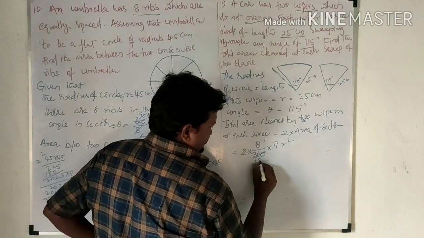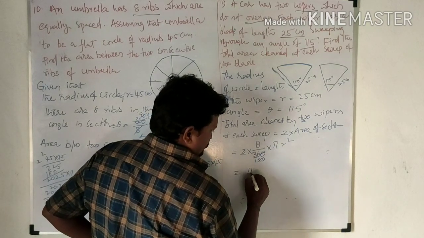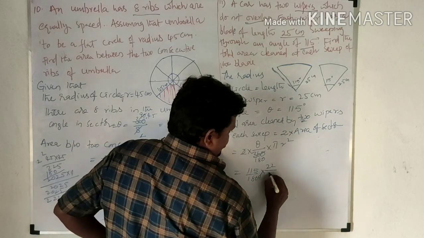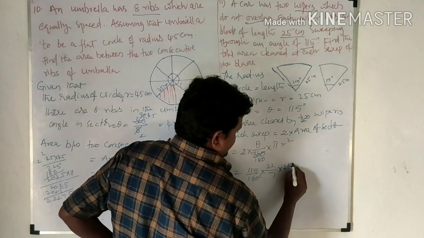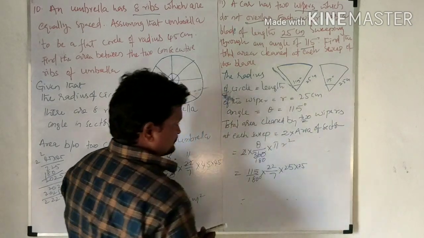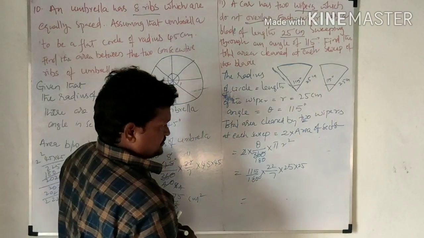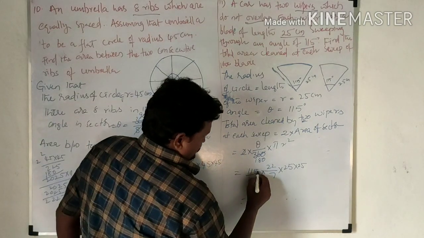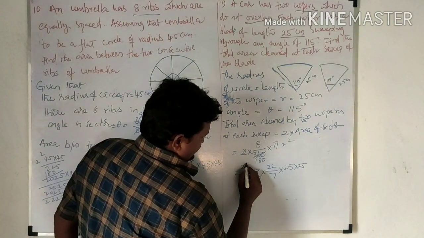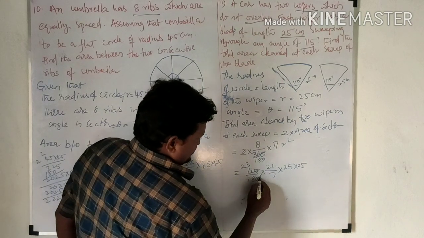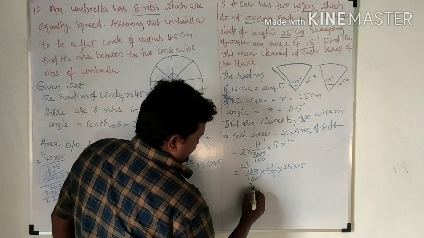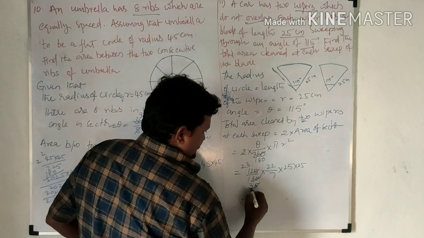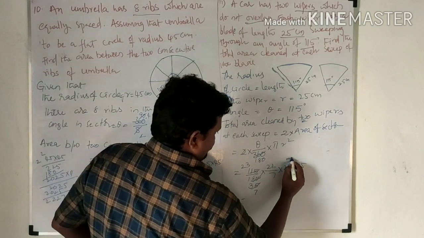Two 1s are 2, two 180s are 180. So theta means 115 by 180 degrees into 22 by 7 into radius 25 into 25. Five 2s are 10, five 3s are 15, five 5s are 25, five 7s are 35.